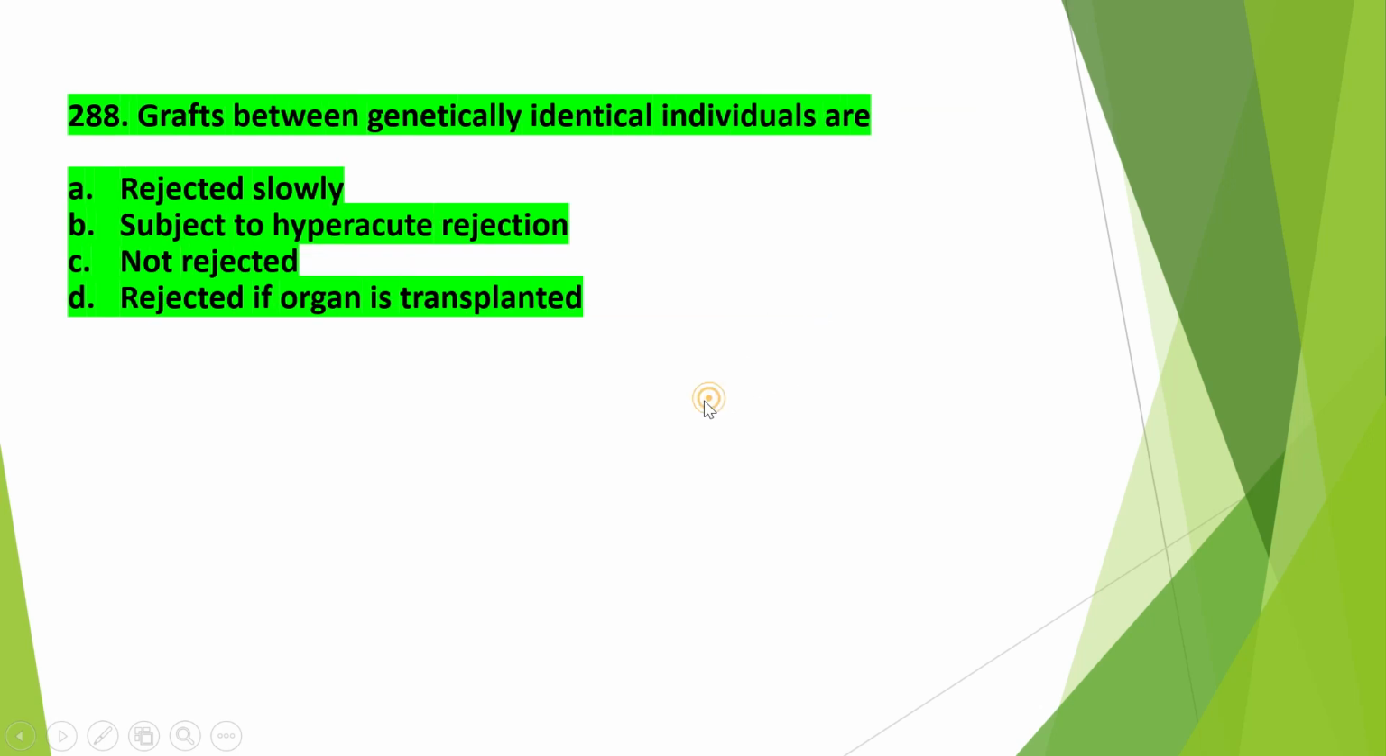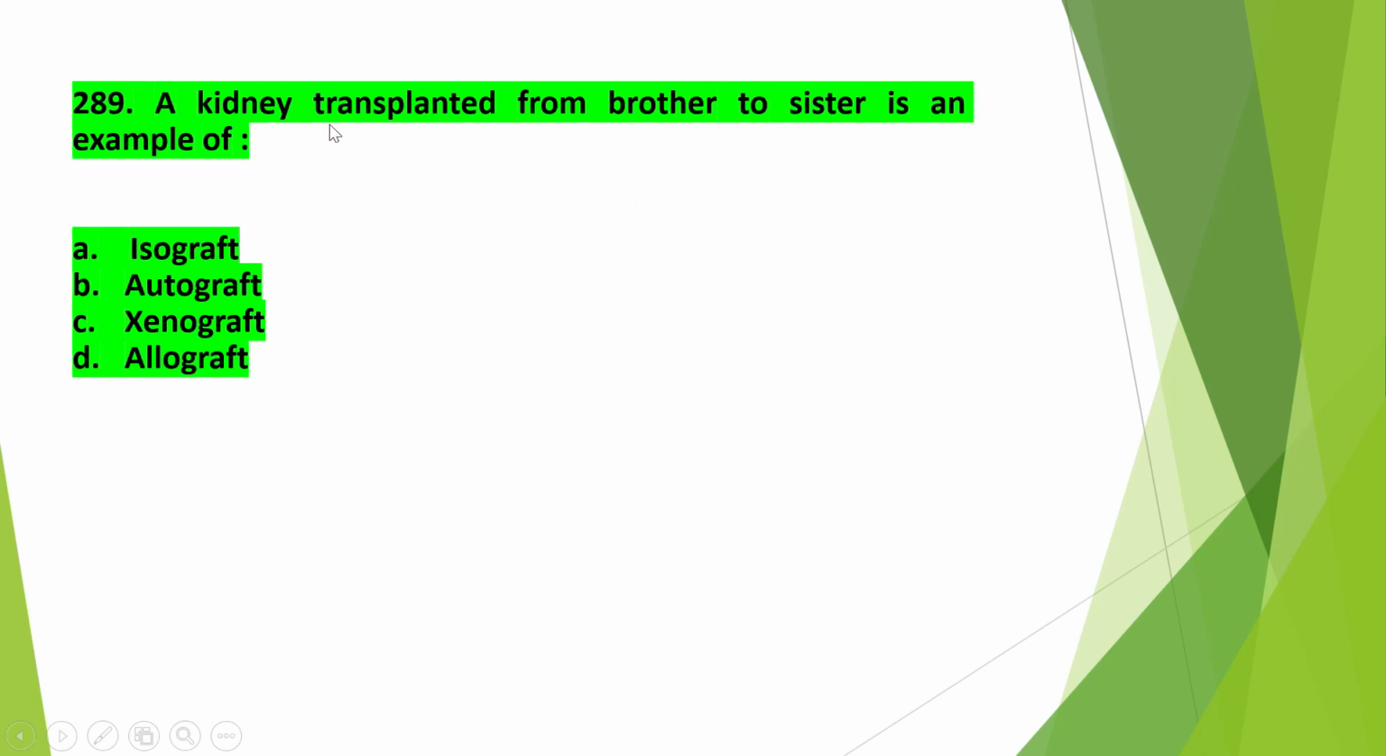Okay. So next one is: grafts between genetically identical individuals are rejected slowly, subjected to hyperacute rejection, not rejected, or rejected if the organ is transplanted? The right answer is option C, that is not rejected. So grafts between genetically identical individuals are not rejected. So next question is: a kidney transplanted from brother to sister is an example of isograft, autograft, xenograft or allograft? The right one is option D, that is allograft.